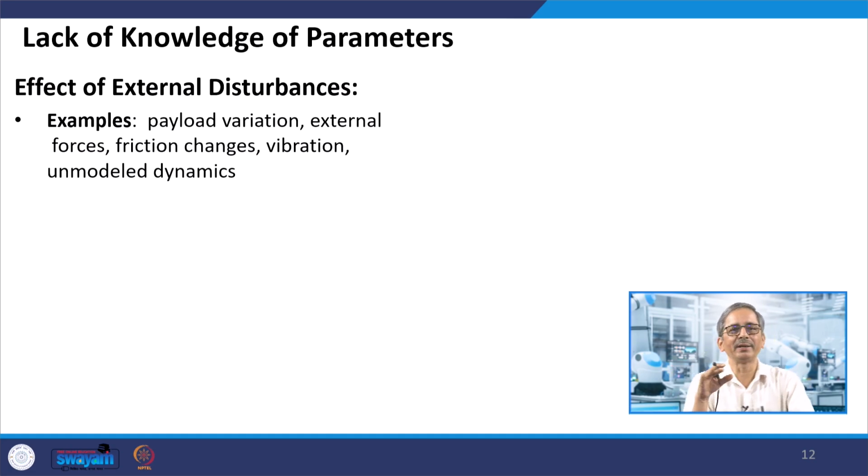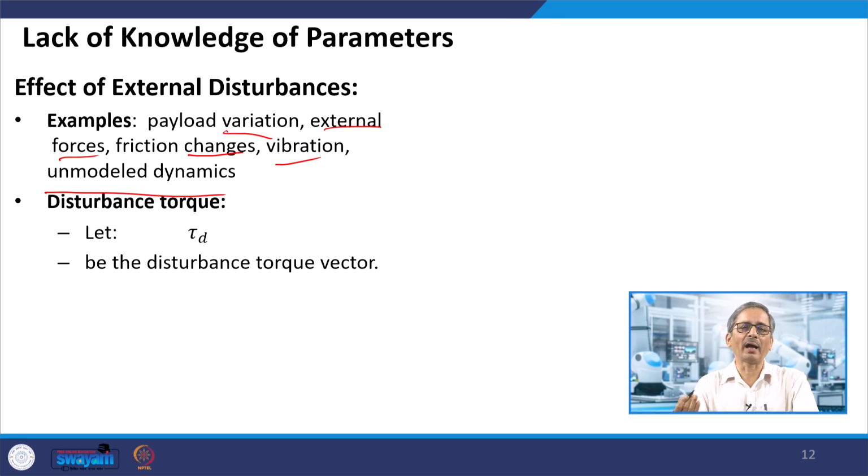As I have been telling you many times, we lack the knowledge of parameters, and along with that, external disturbances could also be there. What could these external disturbances be? These could be variation of the payload, external forces coming, say the robot tip hitting some unknown object or obstacle. There could be changes in friction, vibration, or my model may have some unmodeled dynamics. That is also a possibility. So how could I take care of these?